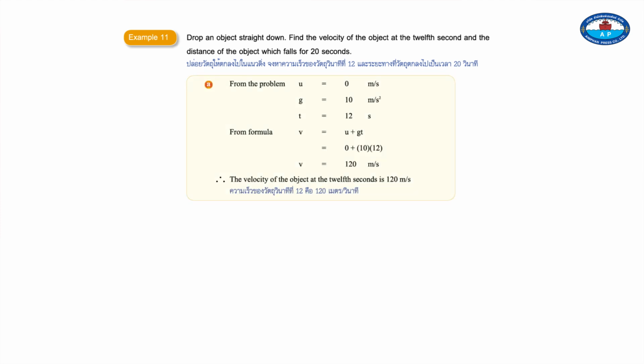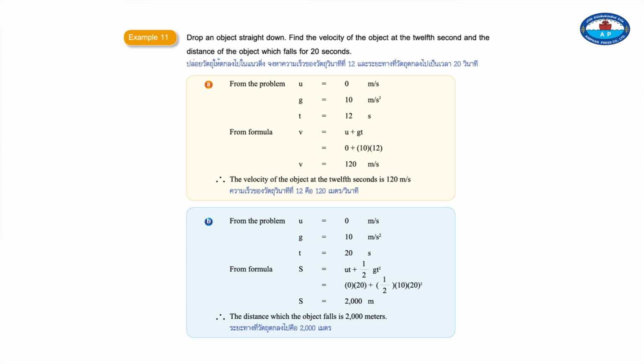Example 11. Drop an object straight down. Find the velocity of the object at the 12th second and the distance of the object which falls for 20 seconds. The velocity of the object at the 12th second is 120 meters per second. The distance which the object falls is 2,000 meters.